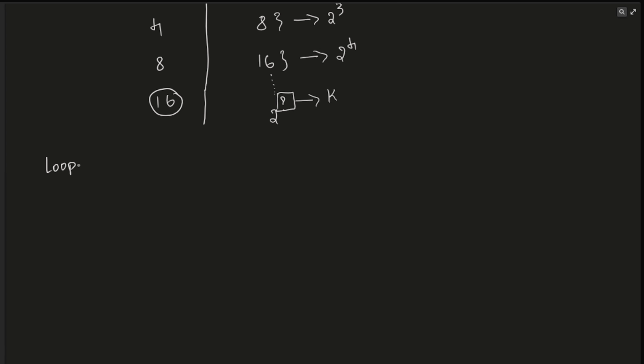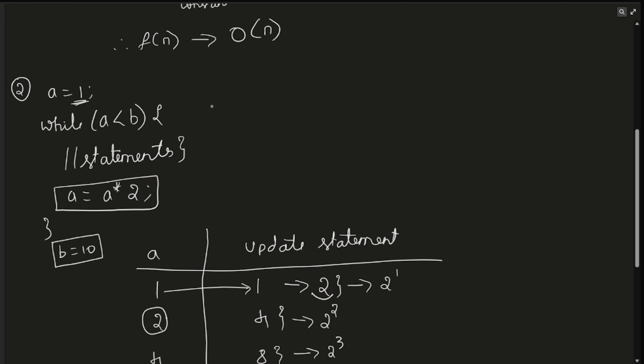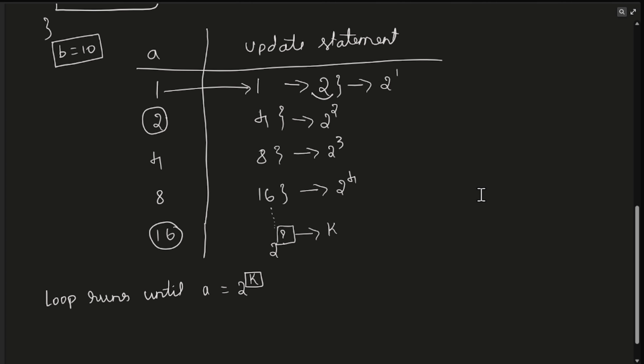Loop runs until a equals 2 to the power k. To find out this k, we need to check when our loop is stopping. When will our loop stop? Our loop stops when a is greater than or equal to b. It executes until a is less than b, so it stops as soon as it becomes equal to or greater than b.